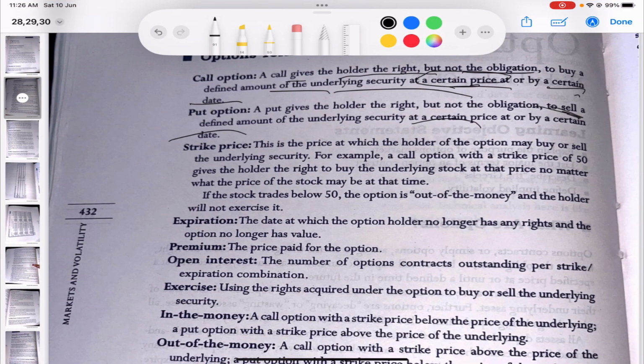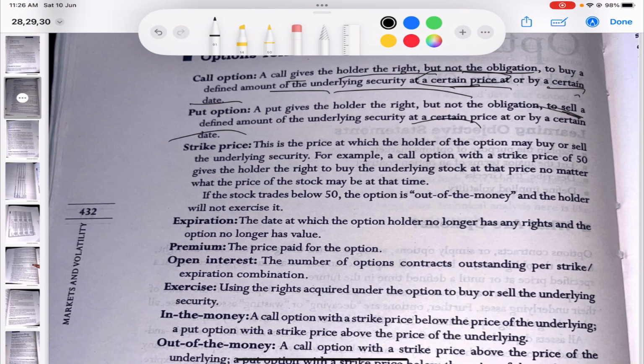Strike price is the price at which the holder of the option may buy or sell the underlying security. For example, a call option with a strike price of 50 gives the holder the right to buy the underlying stock at that price, no matter what the price of the stock may be at that time.